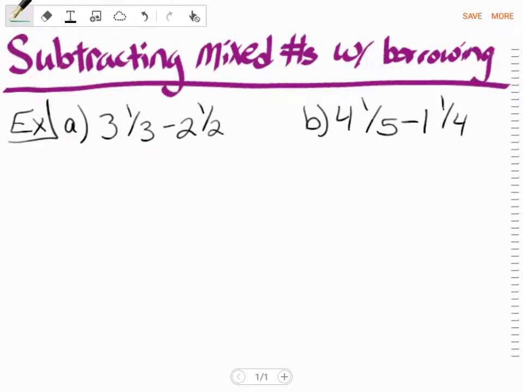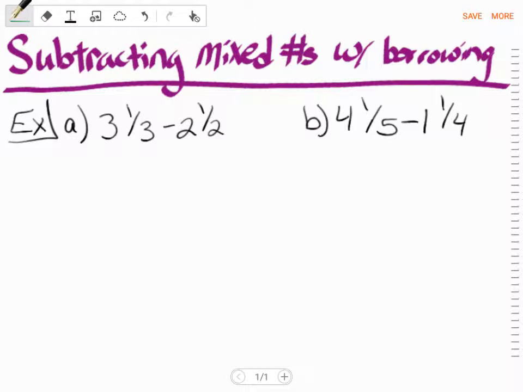All right, so we're going to talk about subtracting mixed numbers with borrowing. This is a little bit more complicated than just adding or subtracting mixed numbers. You've got to really think about it and think back to what you've done in the past when you weren't able to subtract. You've had to borrow.